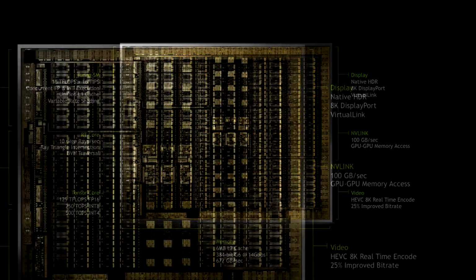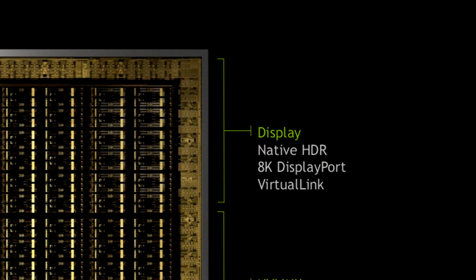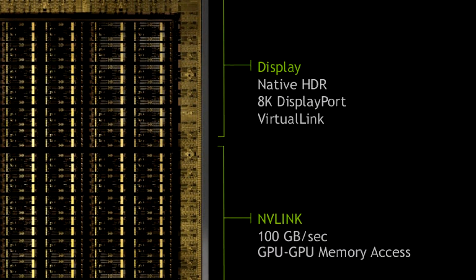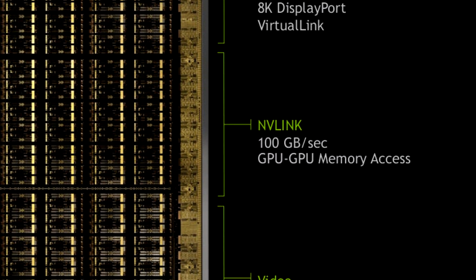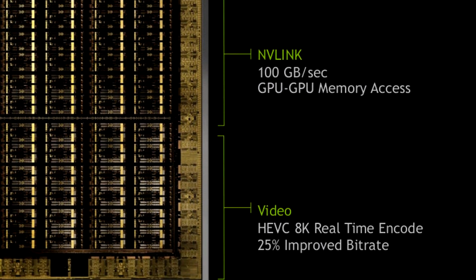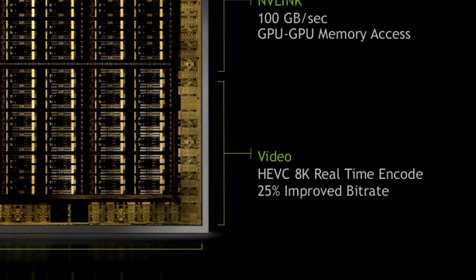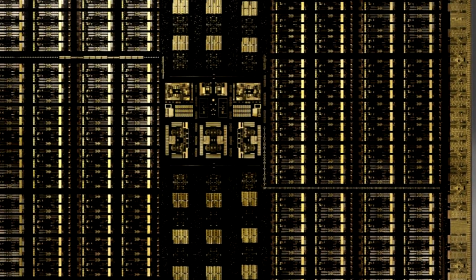We're going to look at the display. It's got 8K DisplayPort and VirtualLink. VirtualLink is a technology that allows you to pump a huge amount of data to a virtual reality device. NVLink is a way of connecting two GPUs, sharing memory, and it's much faster than using PCIe. And for video, we've got HEVC 8K real-time encode. So those of you who need real-time encoding at 8K, this thing is capable of that.